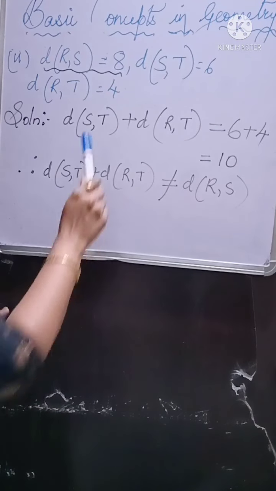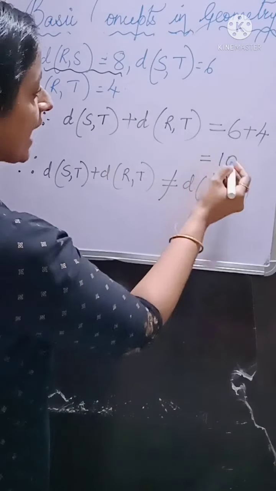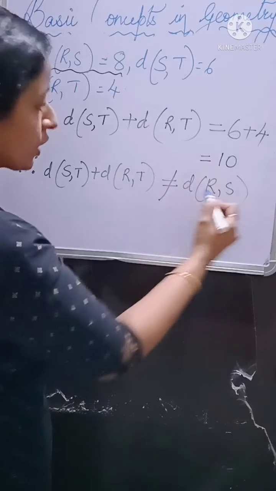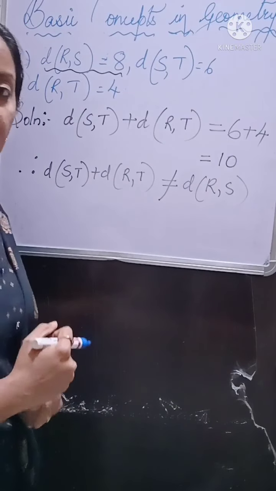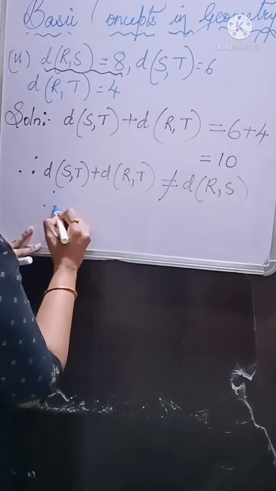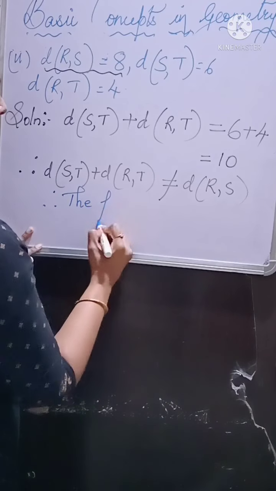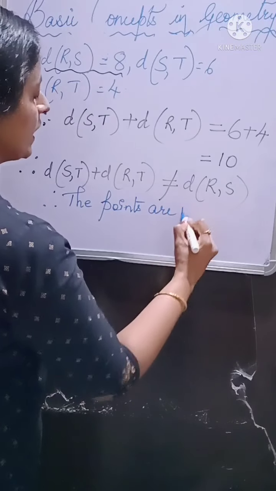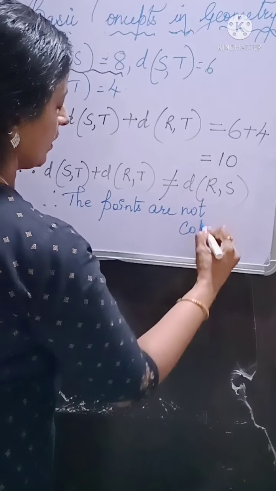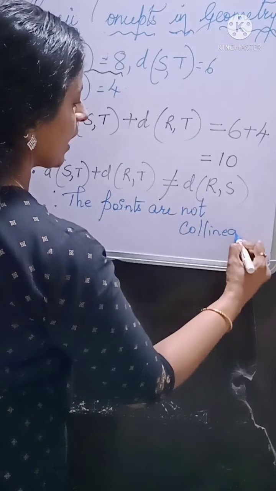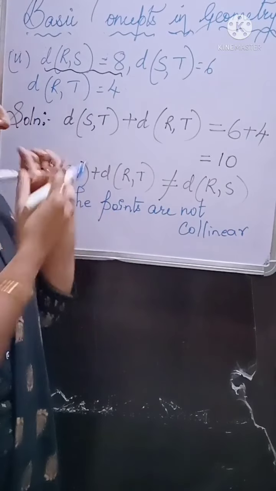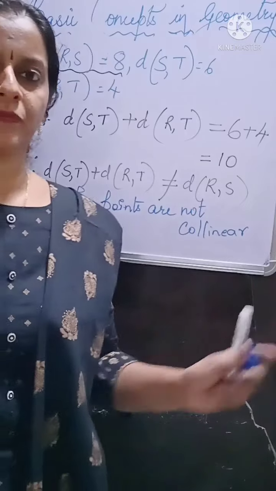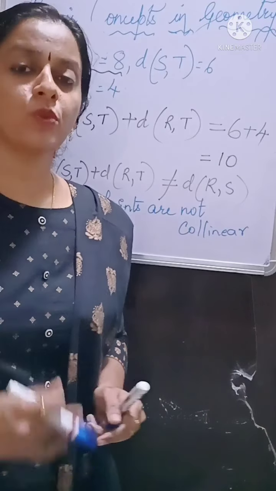Okay, so these two distances, you got 10 but you should get 8. That is the distance between R and S. So it is not equal to distance between R comma S. Therefore the points are not collinear. Only if they are collinear can you write down the betweenness. Here the points are not collinear. So you'll write, therefore the points are not collinear. Understood? Going to the third sum.